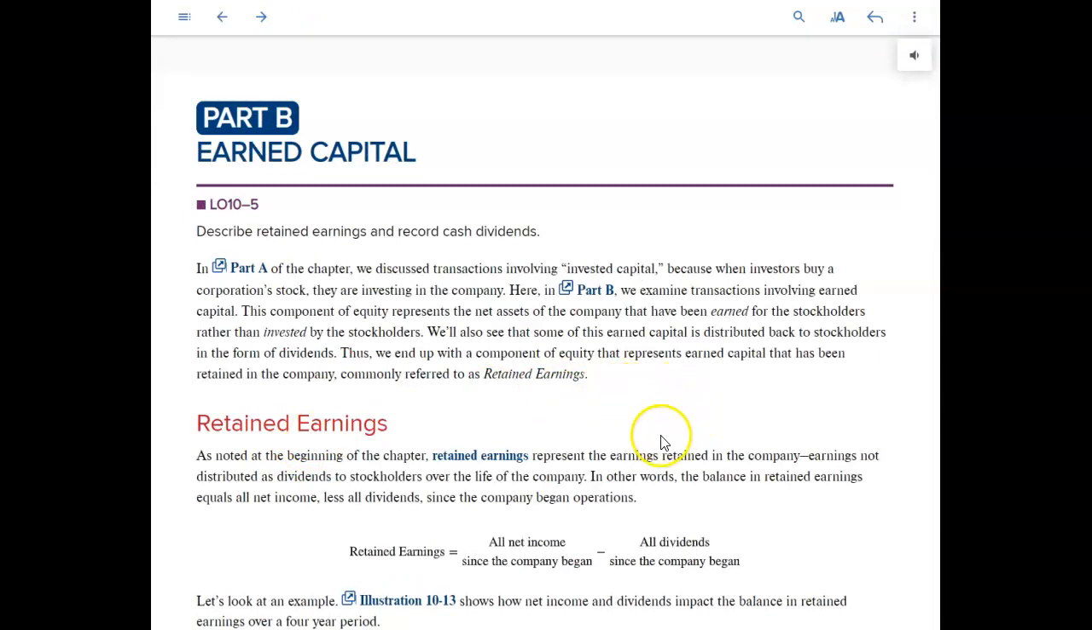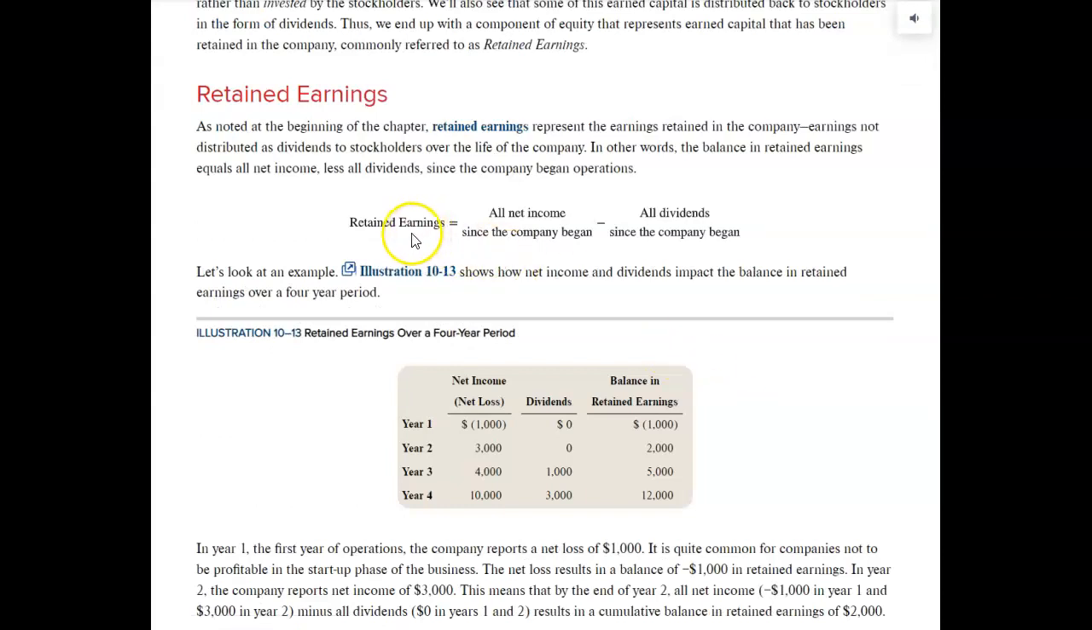And earned capital, retained earnings. Okay, you know what this is. Retained earnings is equal to all net income since the company began. What you could add into this also would be less any losses. So if you had a net income one year, net loss one year, net income again, you would net all those out to get this number.